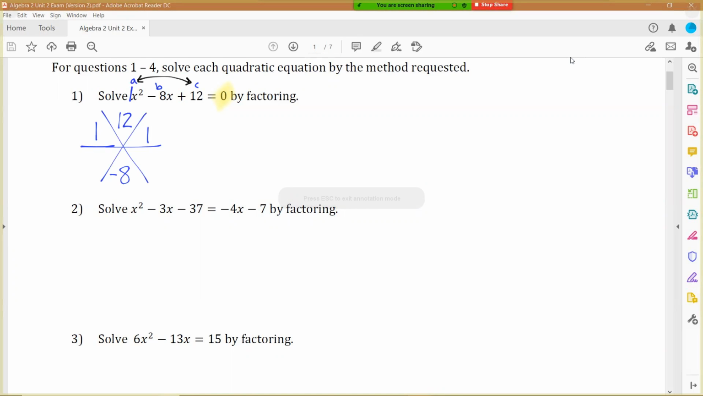Now I'm looking for two numbers to fill in my blanks that multiply to give me 12 and add to give me -8. -2 and -6 multiply to give me 12 and add to give me -8. Perfect. Then we're going to look at these fractions here on the sides to see if we can reduce. Neither one reduces, so we're going to add our x's to the top, and then we're going to shift them sideways to get our two factors, x minus 2 and x minus 6. Still equals 0.